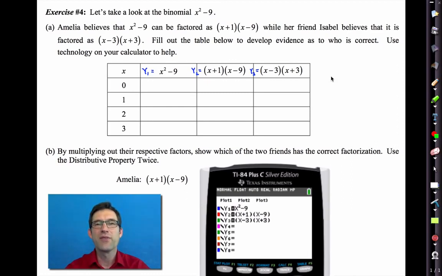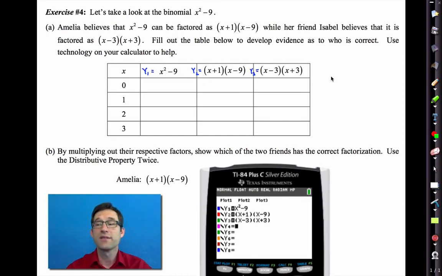All right, what we definitely want to do always after we've entered things, especially multiple equations like that, is make sure that we got it right. So look at all 3 equations. Make sure that you've got your x squared minus 9 correct, your x plus 1 times x minus 9 correct, and your x minus 3 times x plus 3 correct.